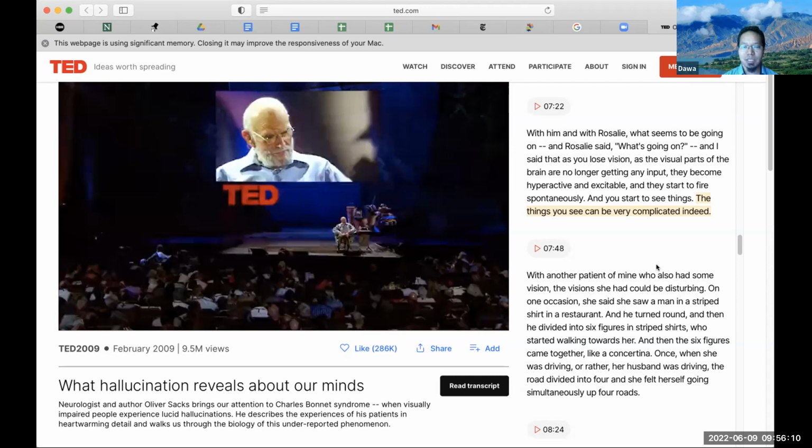So the parts of the brain that would normally receive visual input, in the absence of that input, they start to just fire.